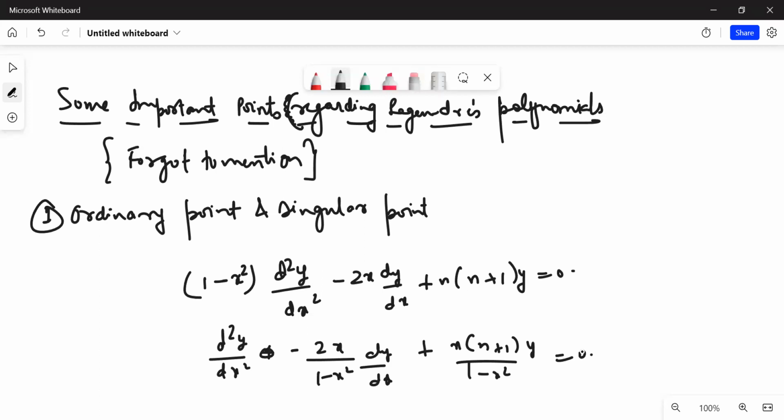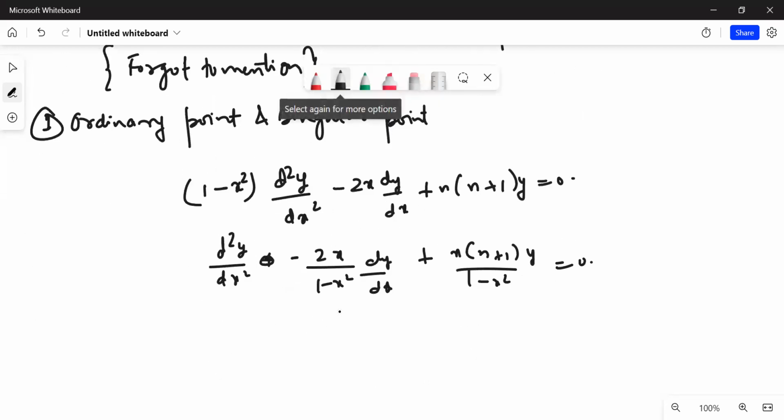Yes, sir. Okay, so you can see that, like I have divided by 1 minus x square, this particular function will not be defined at x equal to plus minus 1.